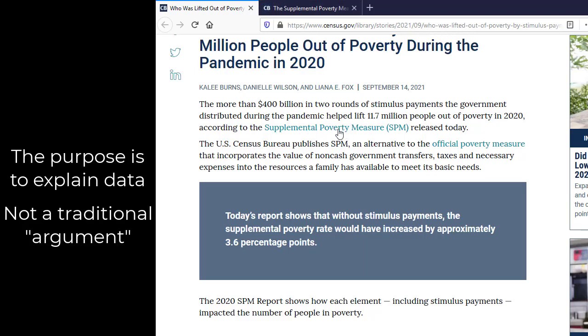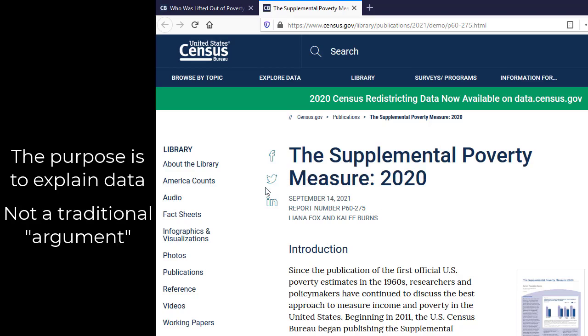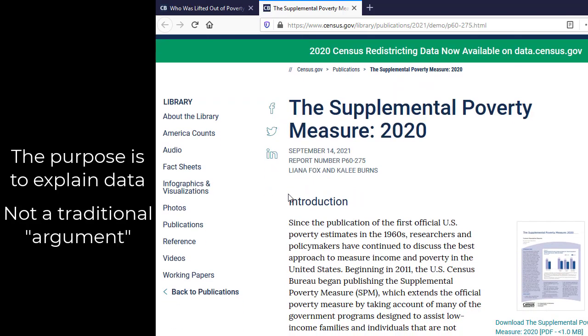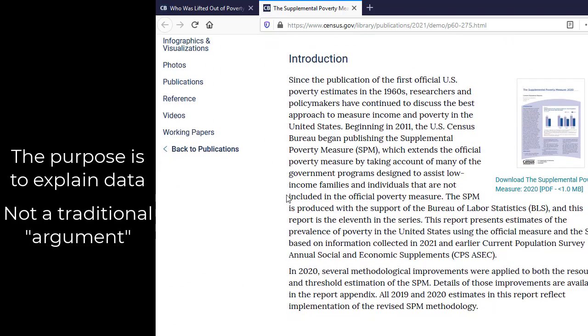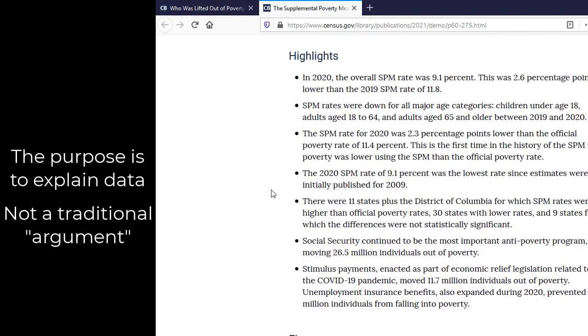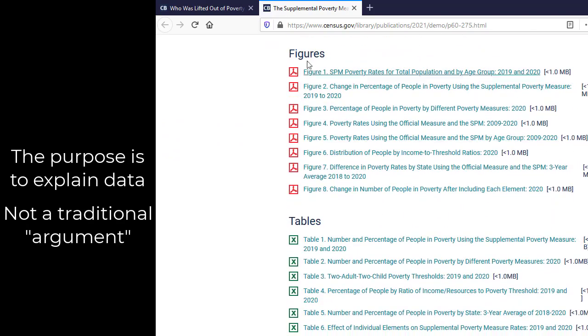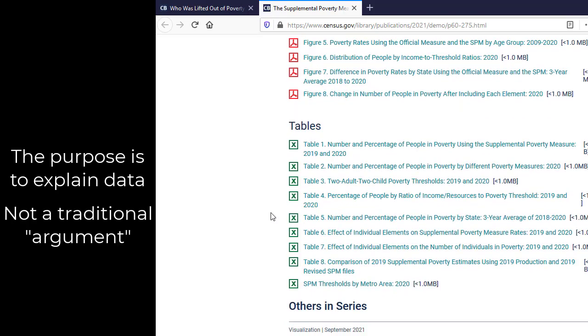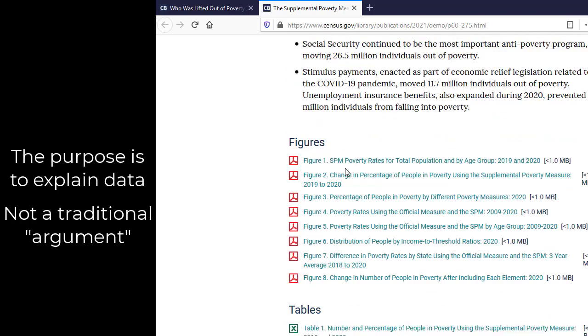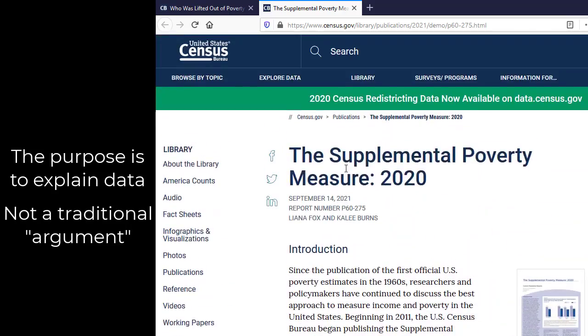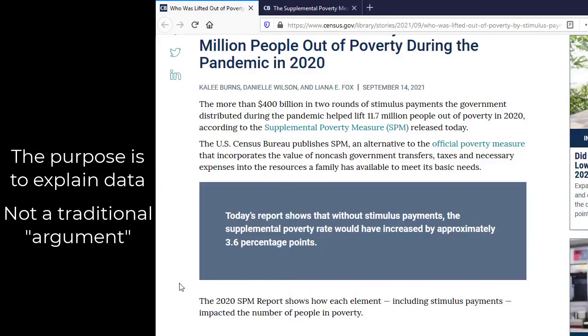This is a hyperlink to the supplemental poverty measure. It takes us to another page on the government website, and it has highlights of research, and then it has figures and tables which are downloadable. So again, these are sets of data and conclusions being drawn from that data.